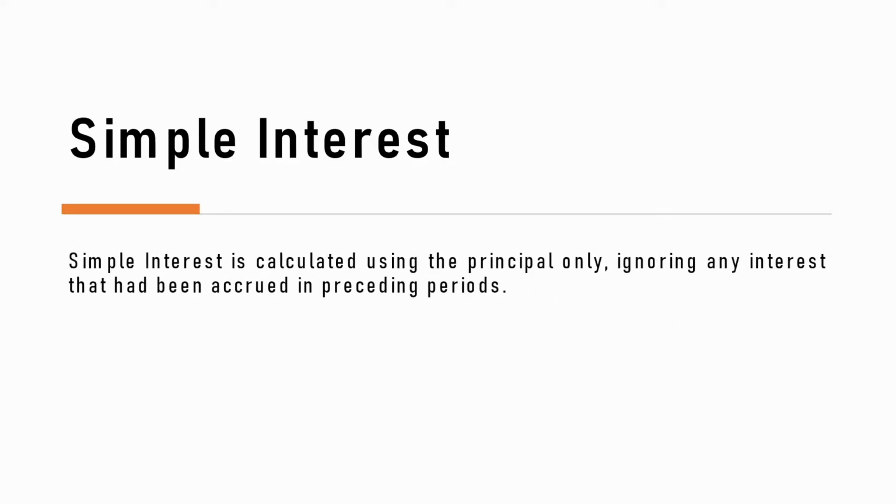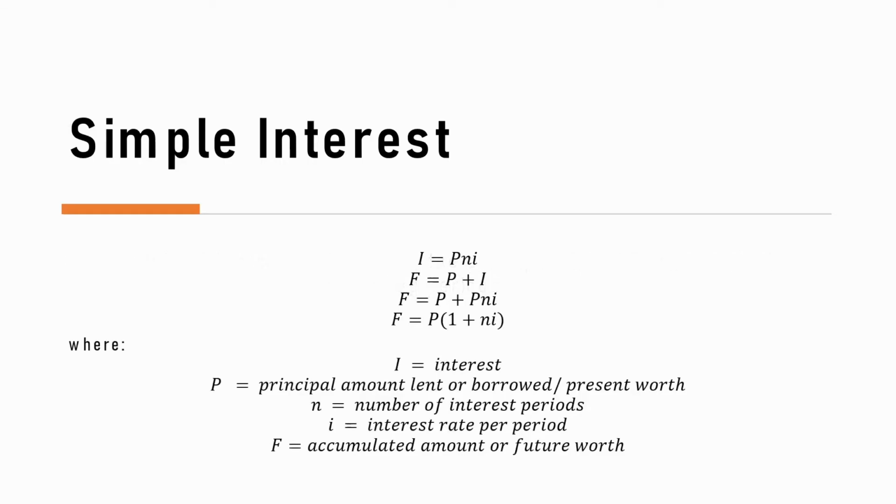The simple interest is calculated using the principal only, ignoring any interest that had been accrued in preceding periods. So, simple interest nga. Ita-take lang natin yung principal or yung pinakaunang pinahiram or hiniram. Tapos, linear nga lang yung relationship niya dun sa interest rate at saka kung gaano katagal or ilang period yung nagdaan para dun sa paghihiram or pagpapahiram nung capital or nung tinatawag nating principal.